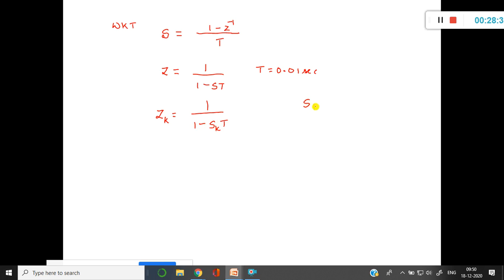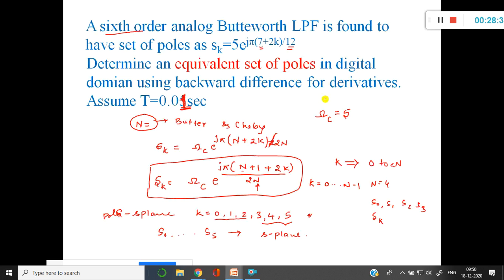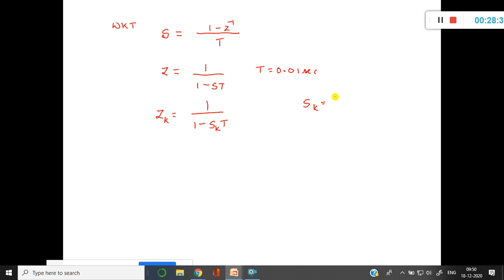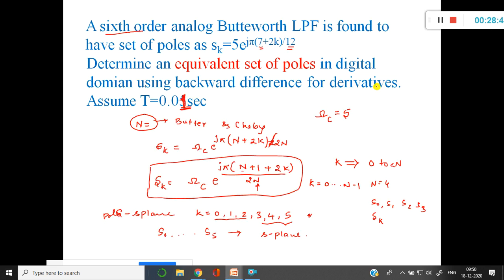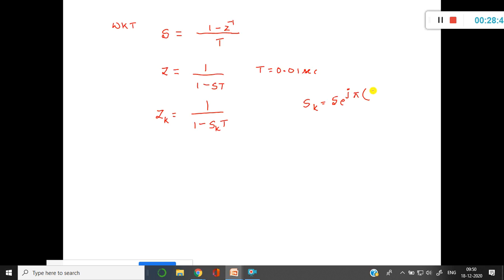Sk is given. What is sk? Sk is given in the problem statement itself. It is 5 into e to the power of j pi into (7 plus 2k) divided by 12. This is given. I just substitute here.